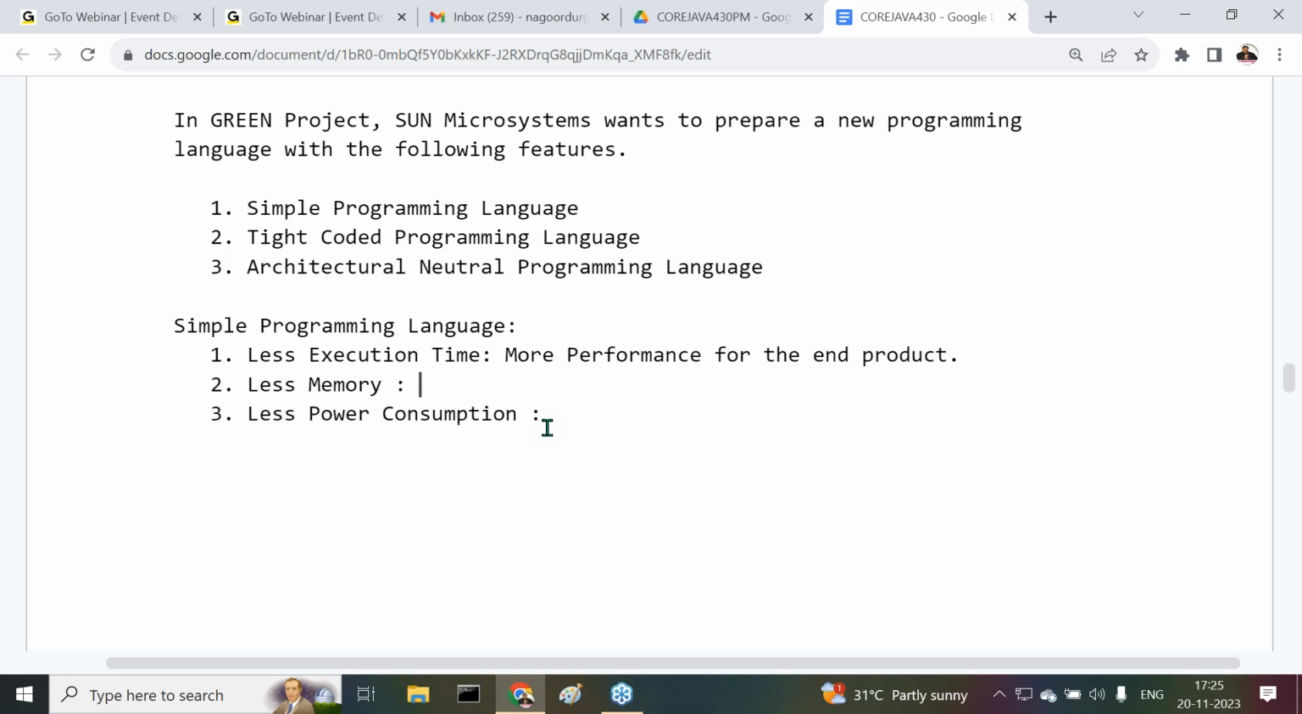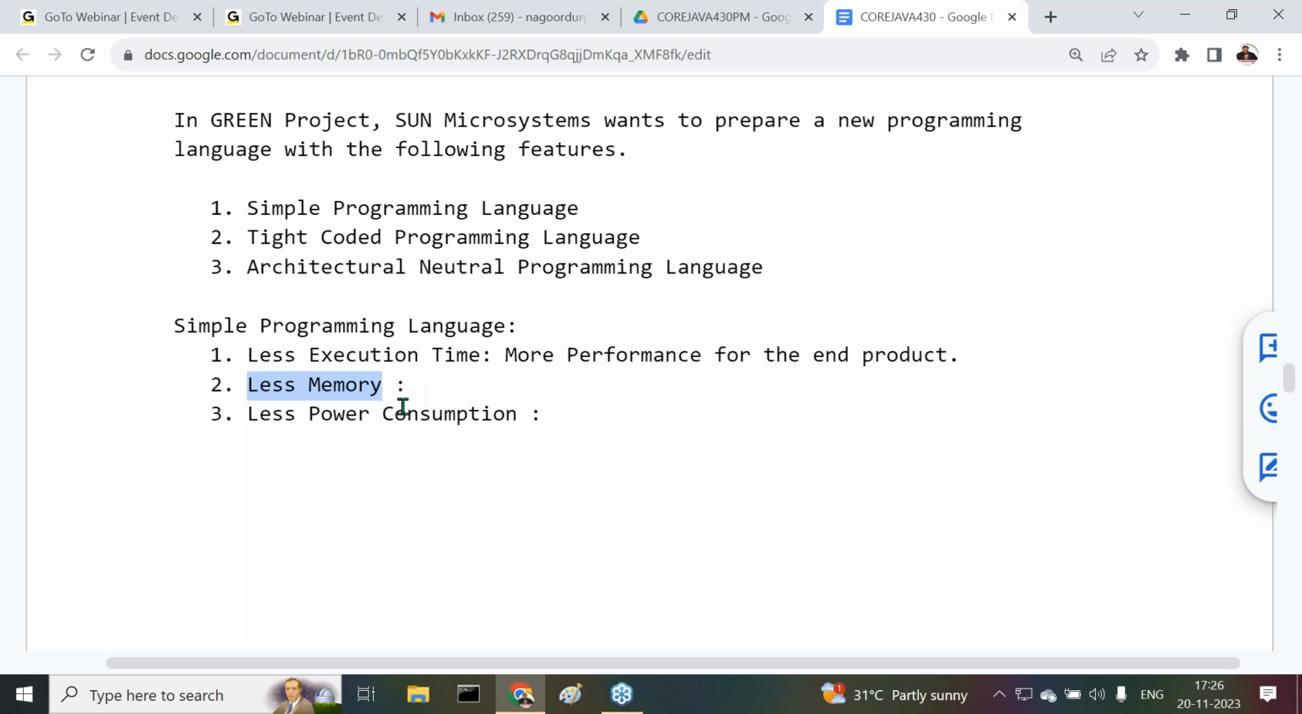Sun Microsystems wants to prepare a new programming language. It must execute its applications with less memory. If it takes less memory, automatically the cost of the end product will be reduced. When the cost of the end product is reduced, everybody will focus on that particular product only. If the cost of the product is increased more, nobody will take it. If the cost of the product is at a manageable level, then everybody will take it. Understand my point clearly.